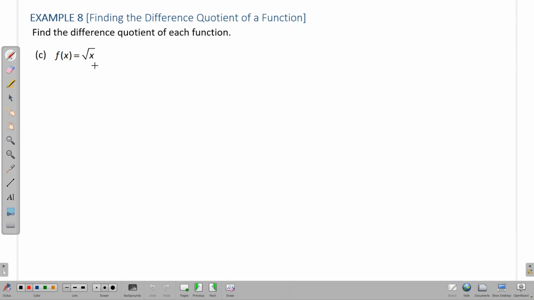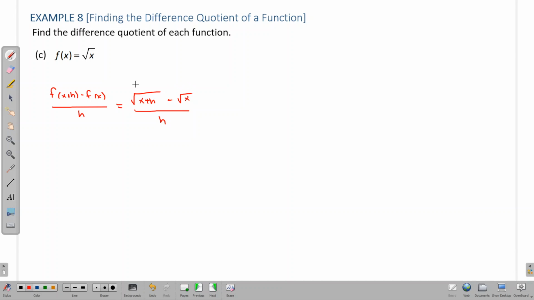So we have the square root function. Again, we're going to go straight to the whole difference quotient. So first, f of x plus h would just be square root of x plus h, and then minus f of x, which is just square root of x, and then that's over h. Okay, so this technically is the difference quotient, but they're going to want you to simplify this, and it's not really clear what we mean by simplify.